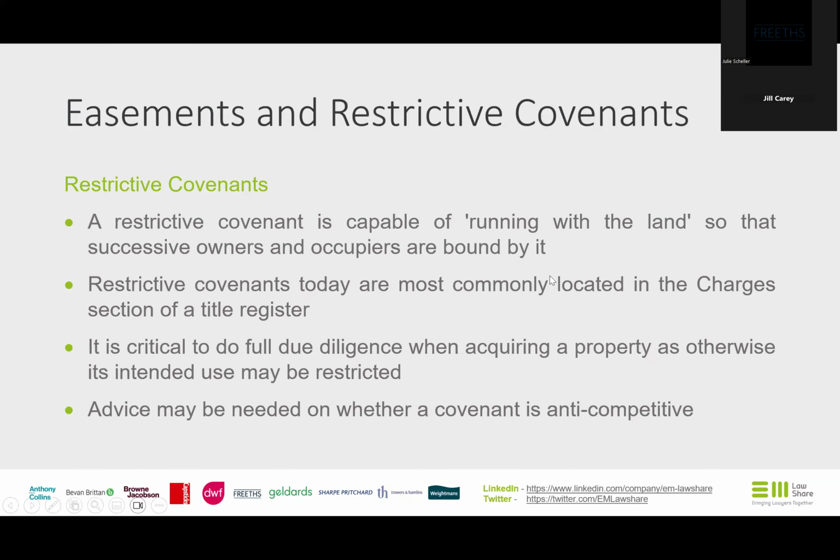When you're dealing with acquiring land, the most common place to find them is in the charges section of the title register, but they are not guaranteed to be there. And so it's essential that you do full due diligence when you're acquiring a property and that you take great care when you're selling a property, because otherwise there might be a restriction and then there might be a claim. Some covenants may be anti-competitive, so competition advice would be needed on those.